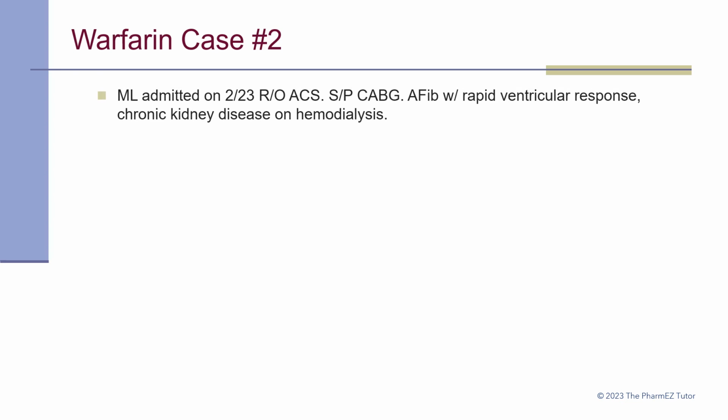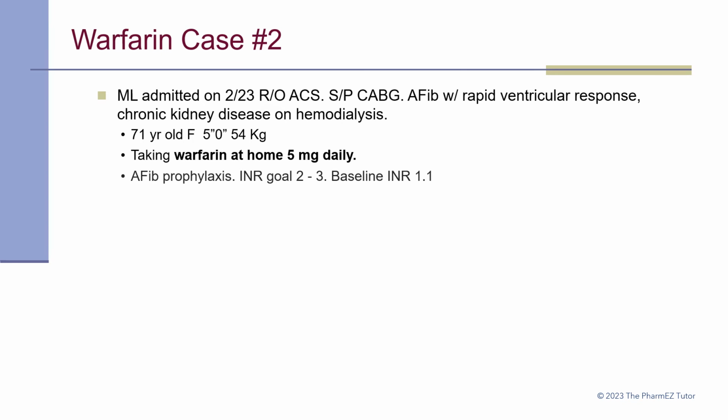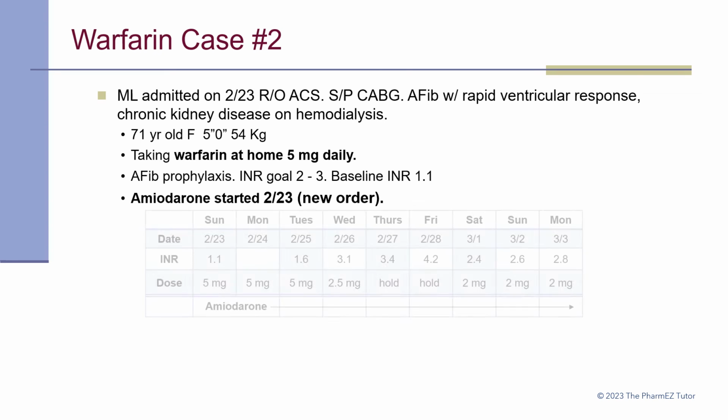Case number 2. ML is admitted on 2/23 with a rule out of acute coronary syndrome, status post CABG, AFib with rapid ventricular response, and chronic kidney disease on hemodialysis. She's a 71-year-old female, 5 foot, 54 kilograms. She's been taking warfarin at home at a dose of 5 milligrams a day. She's on warfarin for AFib prophylaxis with an INR goal of 2 to 3. Her baseline INR was 1.1 on admission. A new order for amiodarone was started on admission.